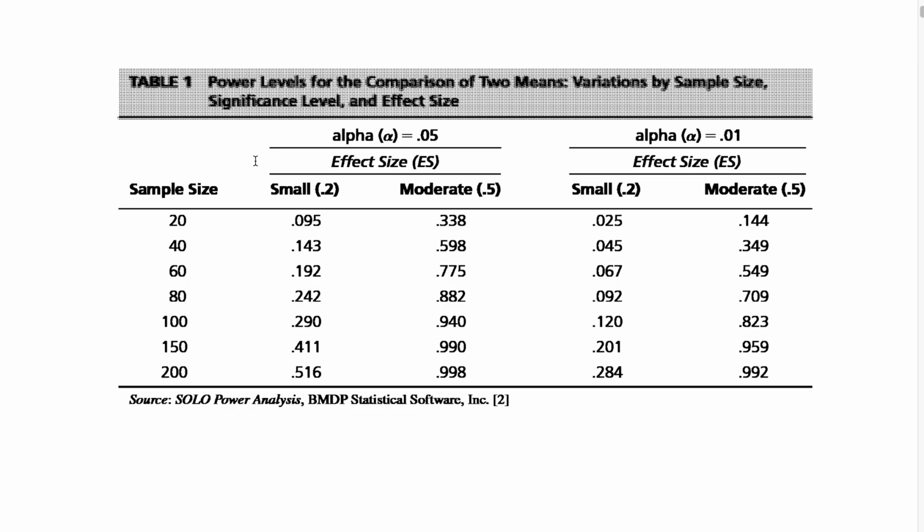Here is Table 1, power levels of the comparison of two means, varying by sample size, significance level, and effect size, alpha 0.05 and alpha 0.1. The effect sizes are small and moderate, along with the sample sizes.